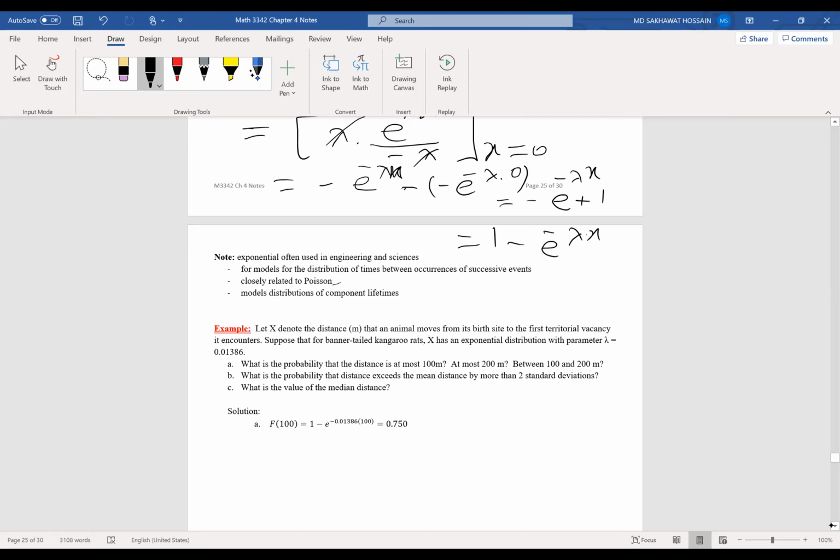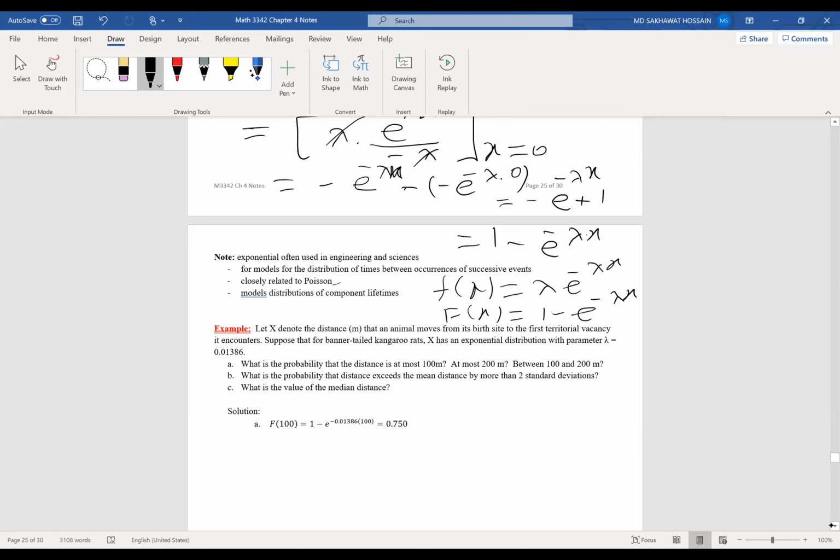We'll go over an example. Let x denote the distance. So till now we know the PDF and the CDF of the exponential distribution. The PDF is f(x) = lambda times e to the power minus lambda x, and the CDF is 1 minus e to the power minus lambda x, where x is greater than or equal to 0.